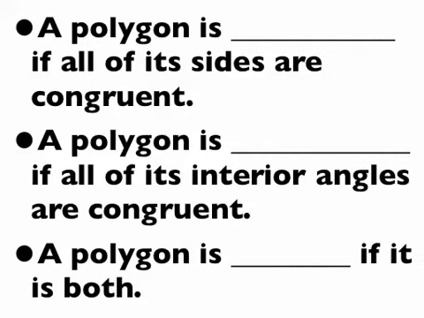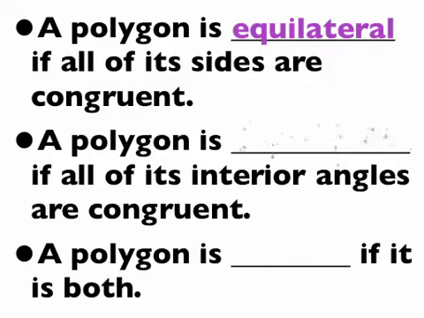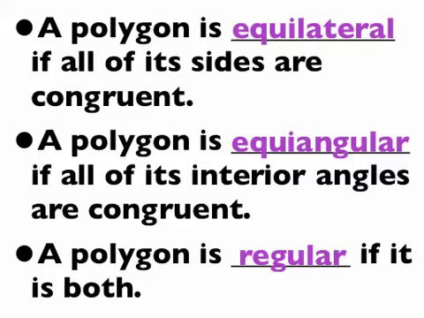A polygon is considered equilateral if all of its sides are congruent. A polygon is considered equiangular if all of its interior angles are congruent. And a polygon is going to be called regular if it is both. So equilateral if it has congruent sides, equiangular if it has congruent angles, but if it is both equilateral and equiangular, we're going to call the polygon regular.